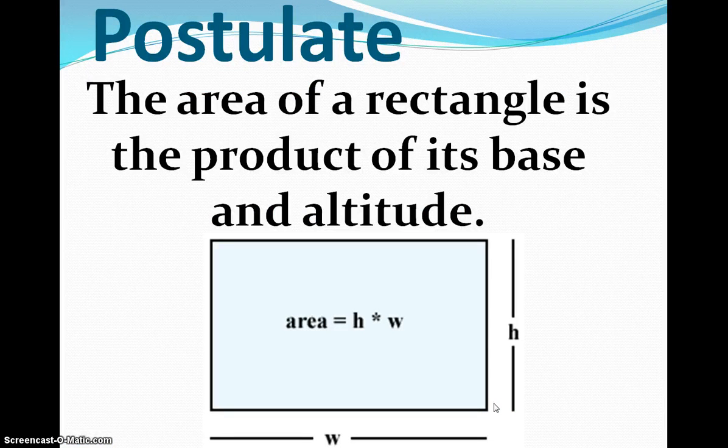First off, the area of a rectangle is the product of its base times its altitude, or area is equal to length times width, or area is equal to height times width, which is seen in the figure here. You should all know this, hopefully, and again, we're just going to be building off of this later, but just getting it down in your notes just to remind ourselves.